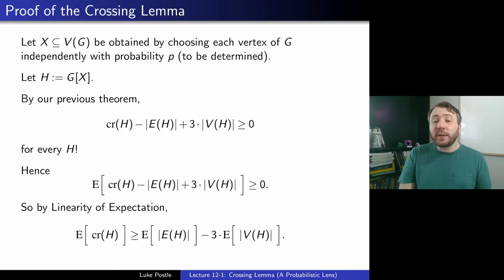And now we can rewrite this, so using linearity of expectation, we can break up that random variable linearly and rewrite to get the expected crossing number of H has to be at least the expected number of edges of H minus 3 times the expected number of vertices of H. So now all that remains is to calculate these various expectations.